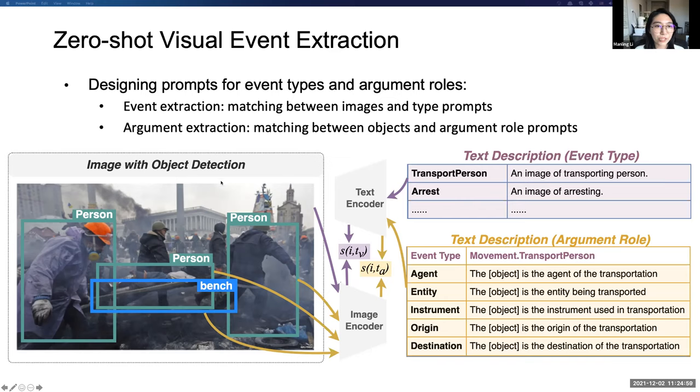For example, given the image, if we want to extract its event type, we will have multiple type descriptions. For transport person, the description will be an image of transporting person. And we will rank all the text descriptions so that we can select the highest one as the predicted type. And for the argument roles, it's quite similar. We will rank the argument roles for each object. For example, for this person, we can get the embedding from the vision encoder, and then we can rank the argument role descriptions with this embedding.